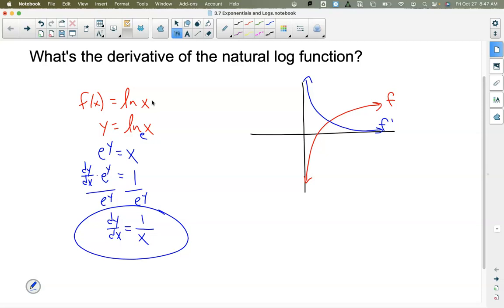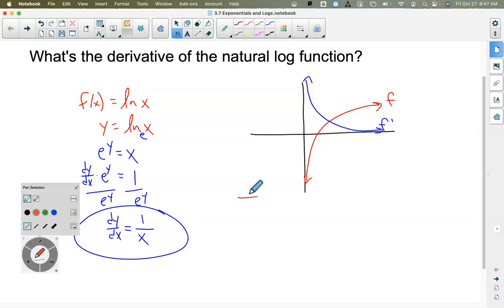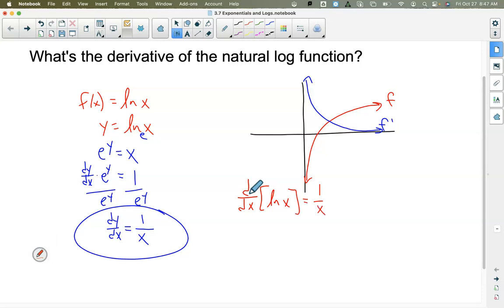Okay. So our rule is the derivative of the natural log of x with respect to x is 1 over x. It's a pretty simple rule. Hey, let's get to examples.